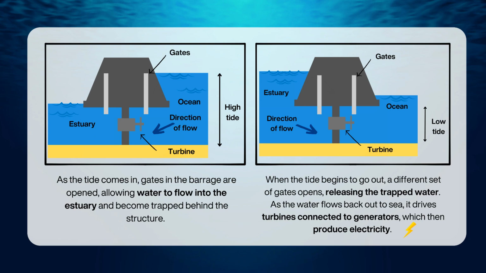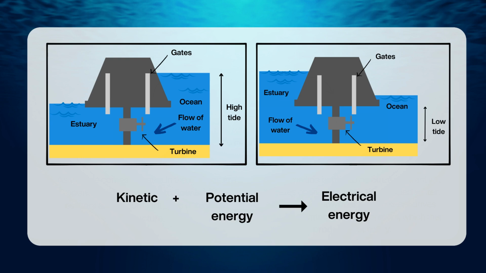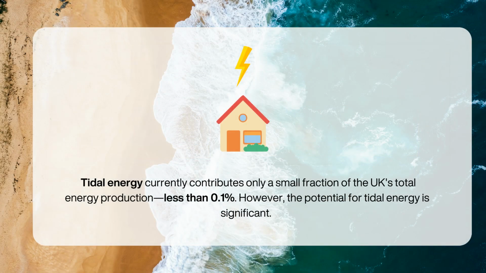When the tide begins to go out, a different set of gates opens, releasing the trapped water. As the water flows back out to sea, it drives turbines connected to generators, which then produce electricity. This process effectively converts the kinetic and potential energy of the water into electrical energy that can be supplied to homes and businesses. Tidal energy currently contributes only a small fraction of the UK's total energy production, less than 0.1%.